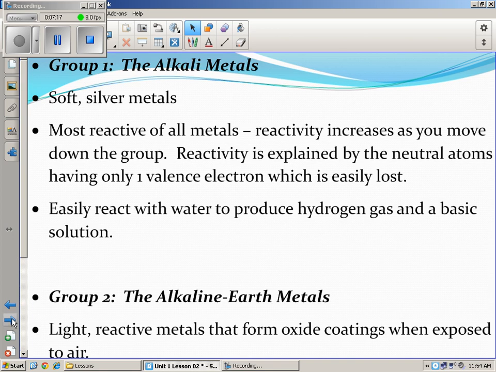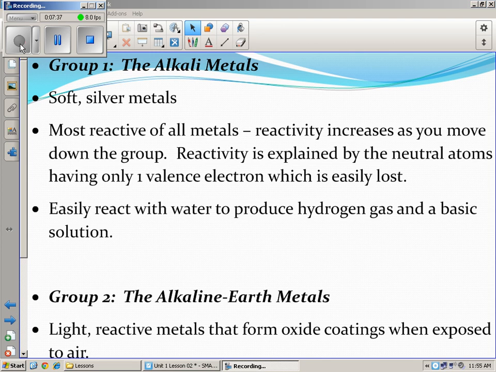All right? You guys have a little bit of copying to do with these. So group 1 is called the alkali metals. So make sure you write that down. Make sure you spell it properly as well, please. Group 2 is called the alkaline earth metals. I'll let you write those two down, and we'll talk about each one of those in a sec here.